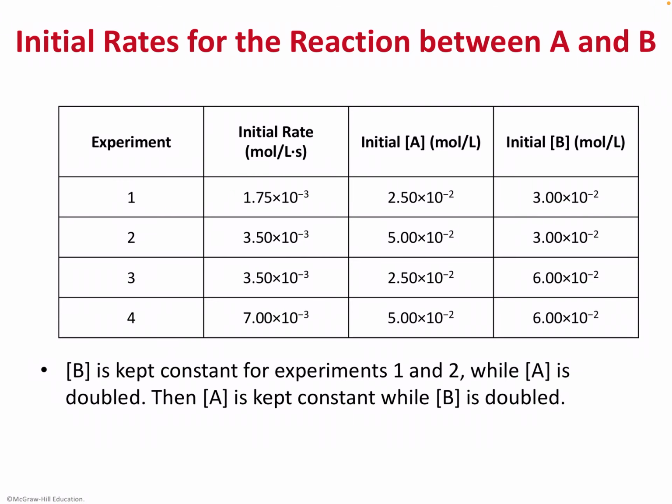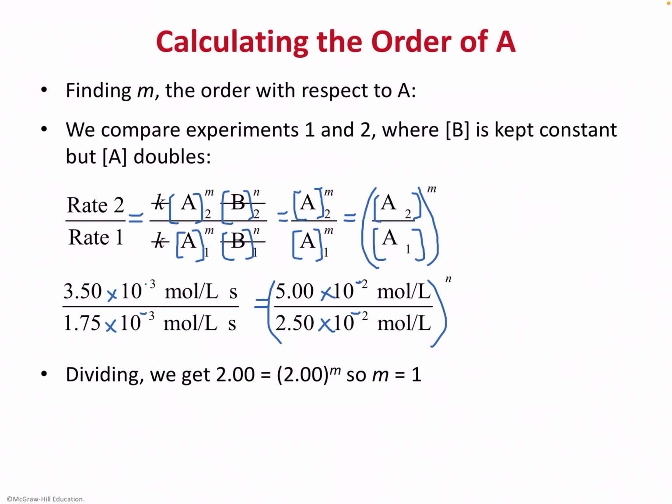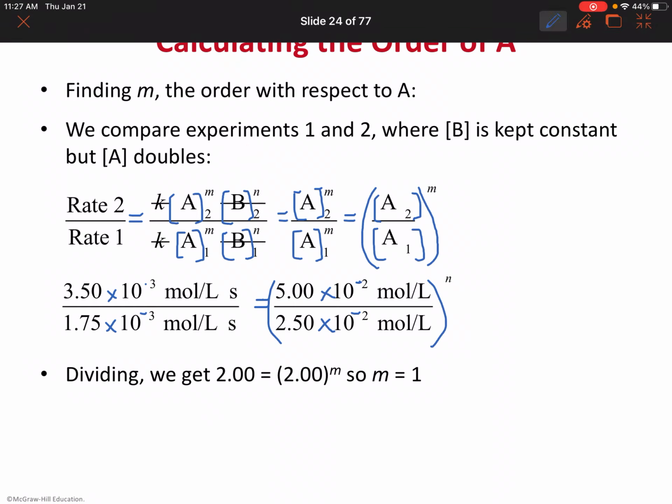Now let's see how we can use this data to find out m and n. Finding m, the order with respect to A, we compare experiments 1 and 2, where B is kept constant but A doubles. Remember the rate law? How do we write the rate law? Rate equals k, the constant, times [A] with order m and [B] with order n.